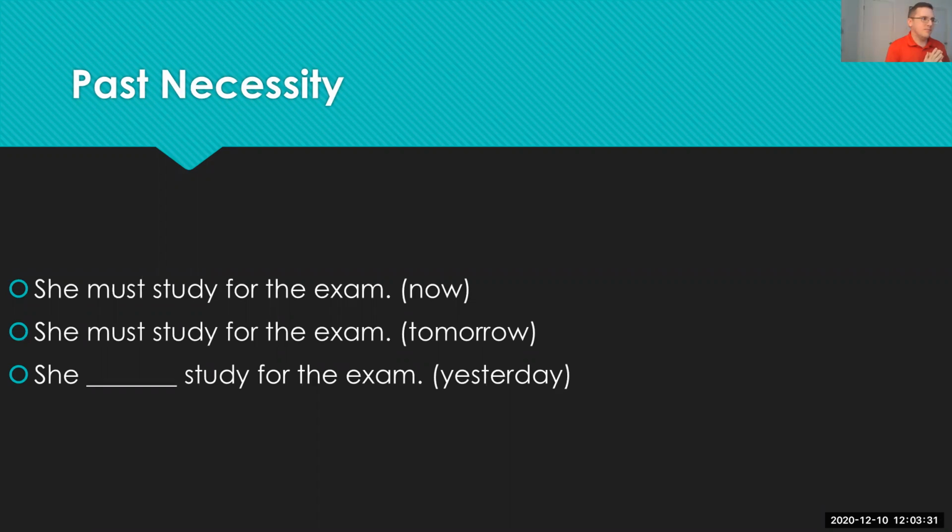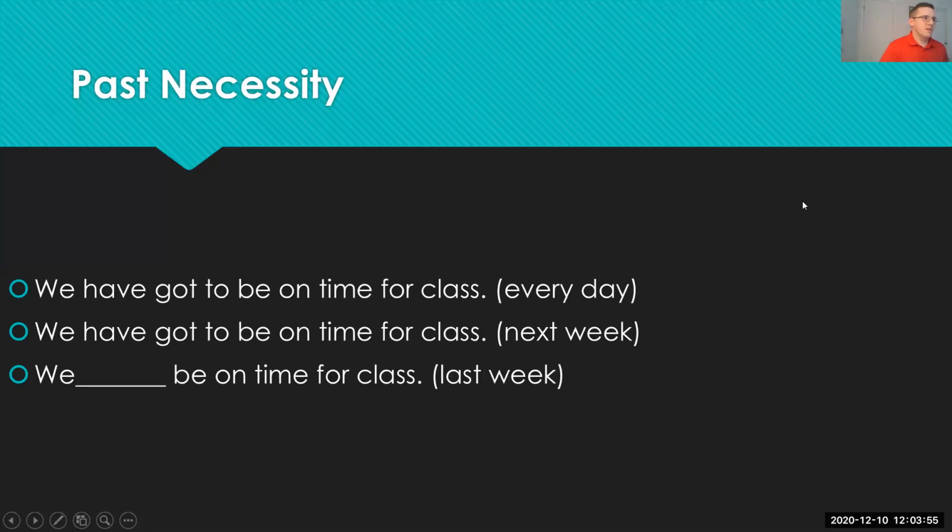Past necessity, she must study for the exam now. She must study for the exam tomorrow. Yesterday, she had to study for the exam yesterday.